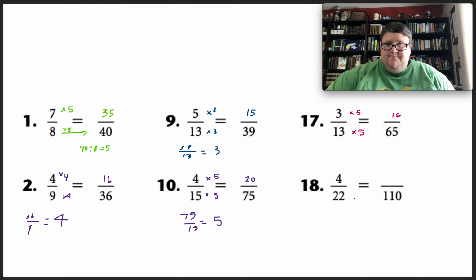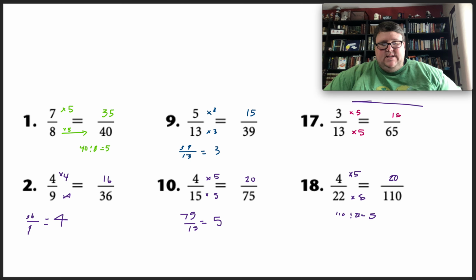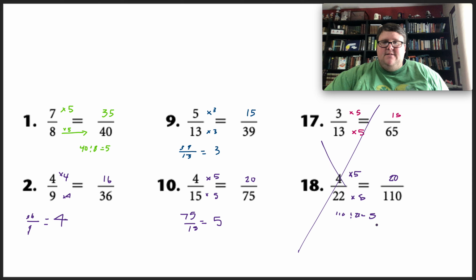Number 18. 110 divided by 22. Looks like 5 again. So 110 divided by 22 is 5. So I multiply by 5. That's just how this worksheet worked out. But it doesn't matter. You don't have to do numbers 17 and 18.